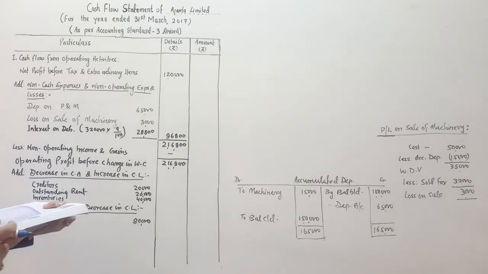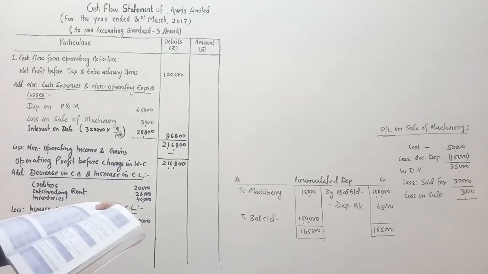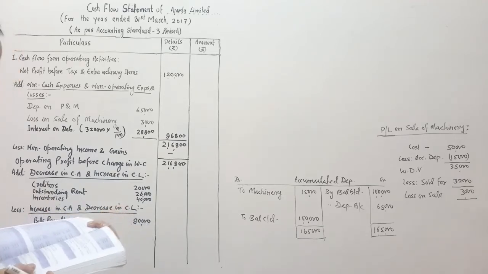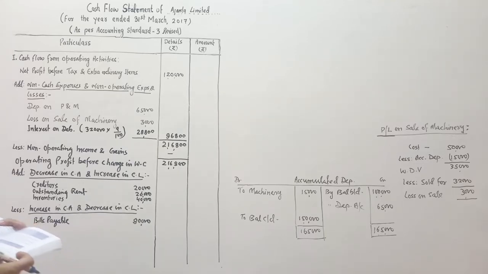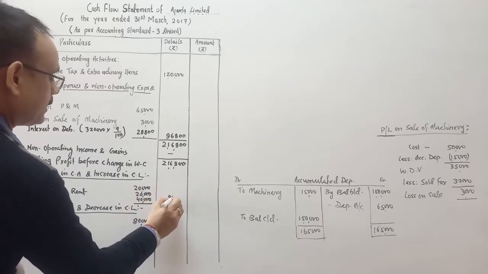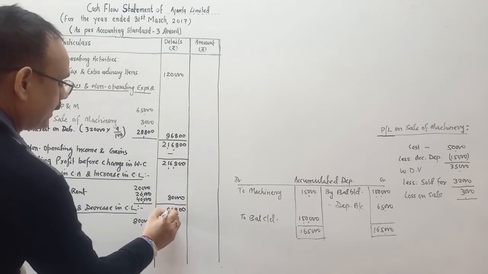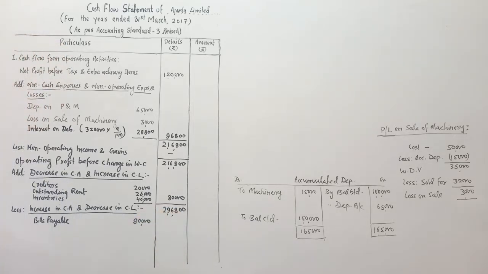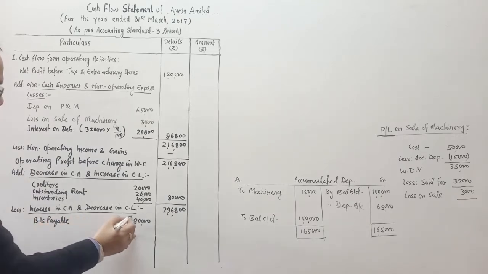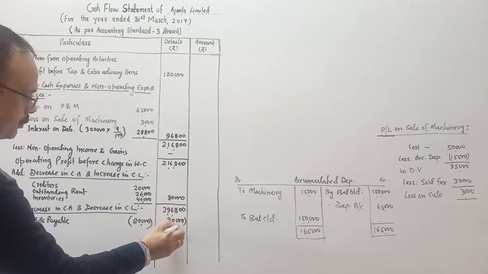Next is your trade receivable. There is no change in trade receivable. Last year 1,60,000 and this year also 1,60,000. So what we will do, we will add this one, 80,000. After adding, this figure is 2,96,800. Is it clear? 2,96,800, and 80,000 will be deducted by us.